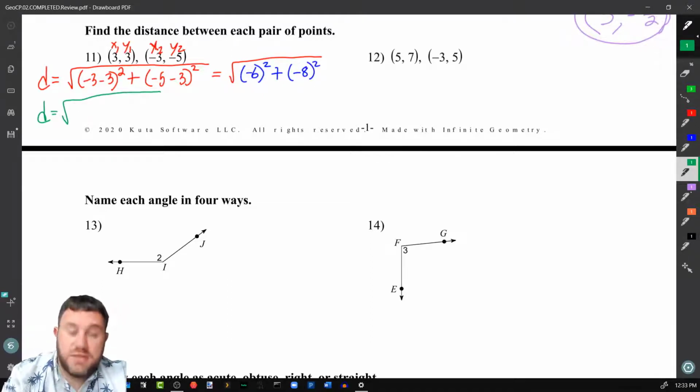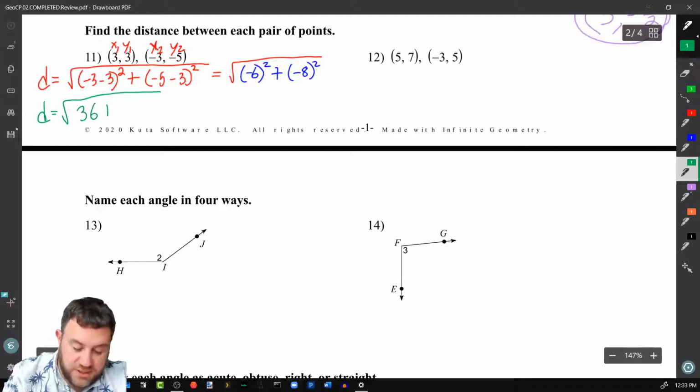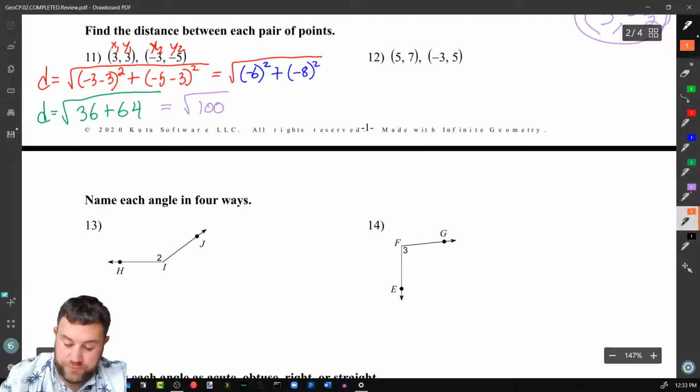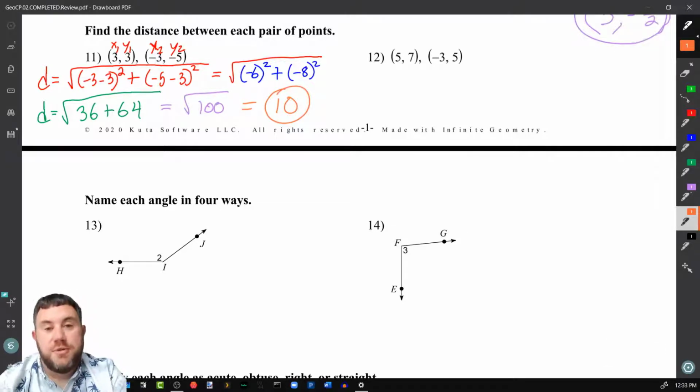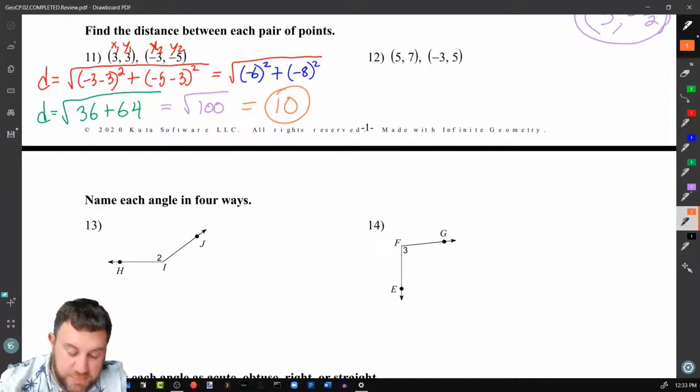Negative 6 squared is positive 36. Negative 8 squared is positive 64. When we add those together, we get 100, and the square root of 100 is 10. Now, we talked about when you do square roots, you put the plus or minus, but because this is distance, it's always positive. So you can just put the number 10 there.